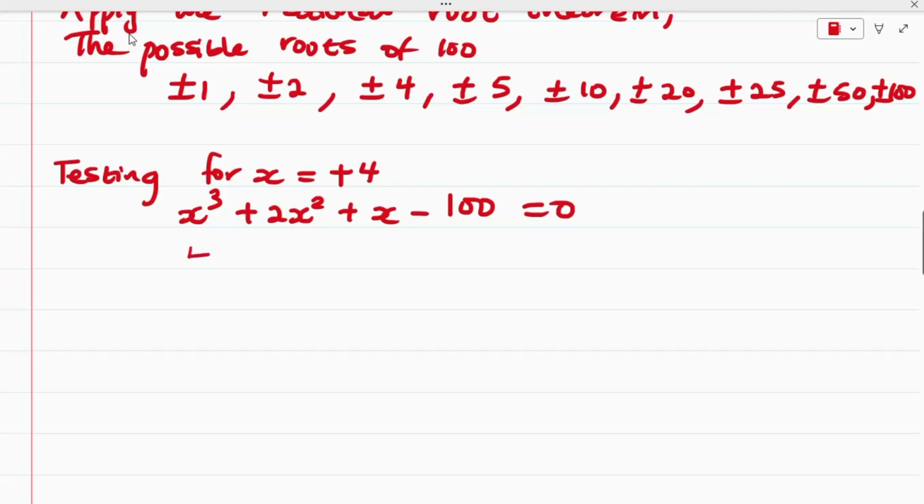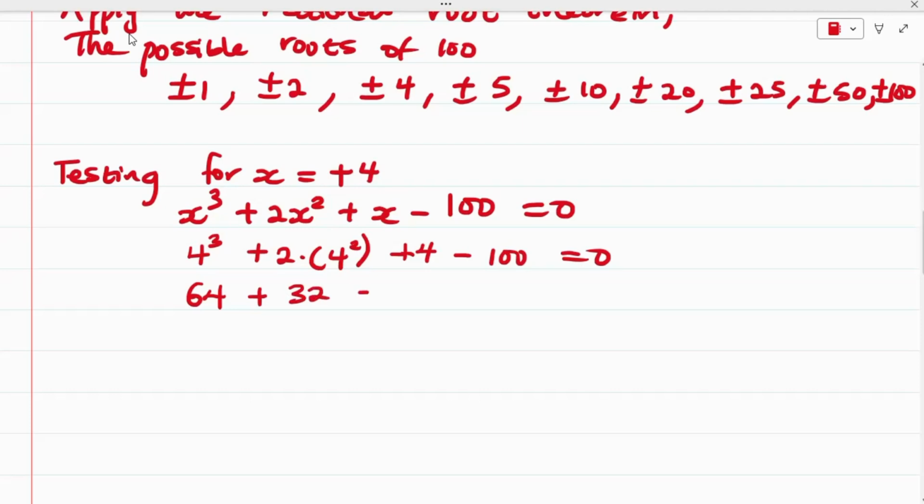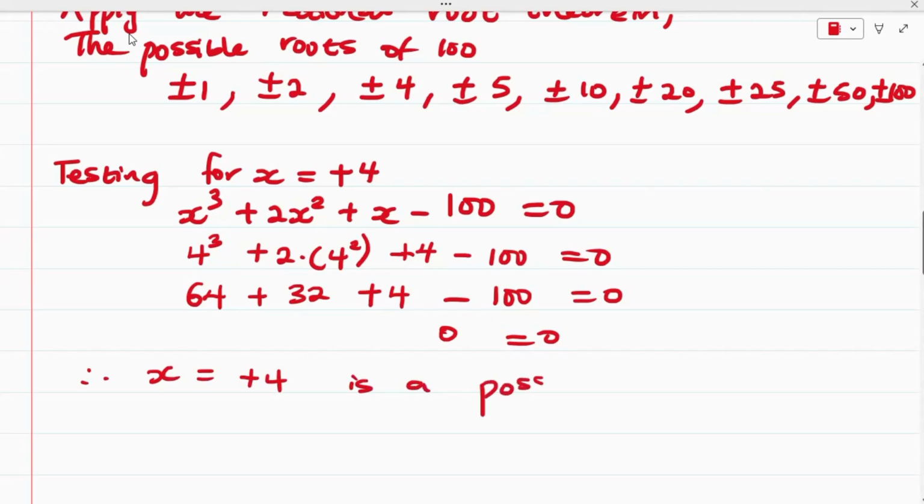So from here we have 4 raised to the power of 3 plus 2 multiplied by 4 all squared plus 4 minus 100, and this is equal to 0. So from here 4 raised to the power of 3 is 64, plus 4 squared is 16, 16 multiplied by 2 is going to give us 32, plus 4 minus 100, and this is equal to 0. So solving for this, we are going to have 0 equals 0. So therefore we can say that x equals plus 4 is a root.